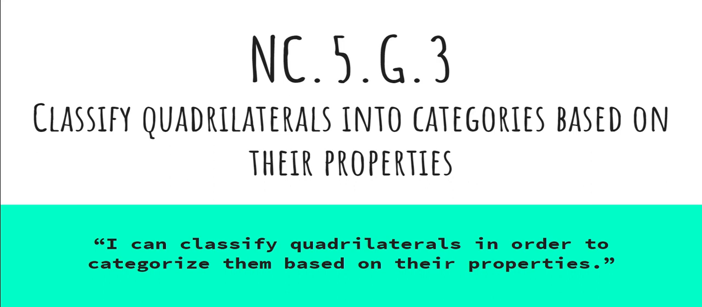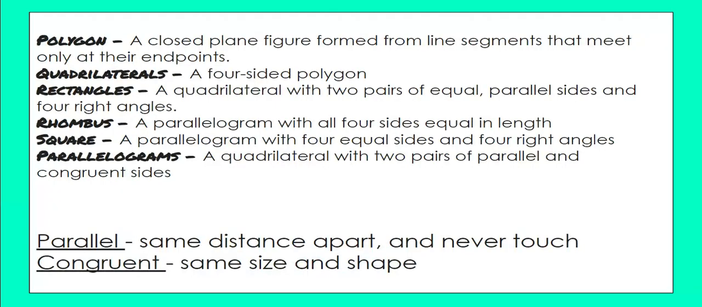Here we have, of course, NC 5G3, which is a North Carolina Common Core standard, classifying quadrilaterals into categories based on their properties. As well, we have an I can statement. Some things we need to familiarize ourselves with.